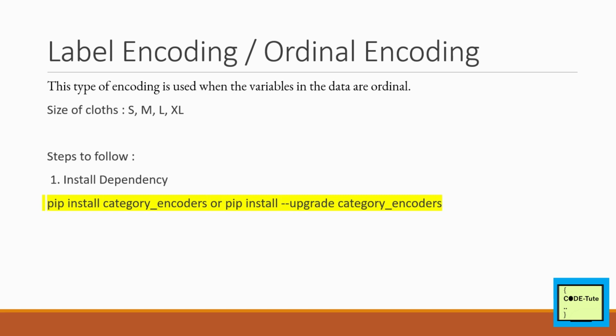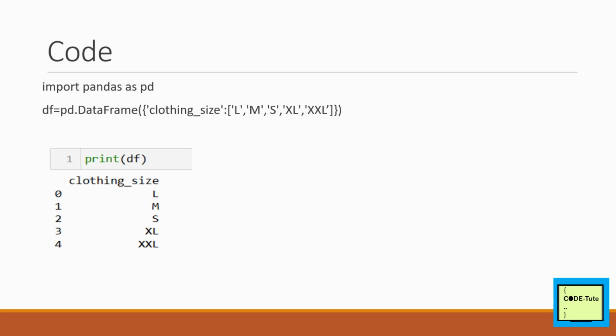The second and most important step is that you should have data. If you have data in a CSV file, just load it. If you don't, I'm showing here how you can create a data frame. The first step is import pandas as pd. We will create a data frame using pandas: df = pd.DataFrame. Here we are creating a data frame where the name of the column is clothing size, and we are passing the values in the form of a list: L, M, S, XL, double XL. These are the data we have generated. Now we have printed the data frame. This is the data frame we have created.